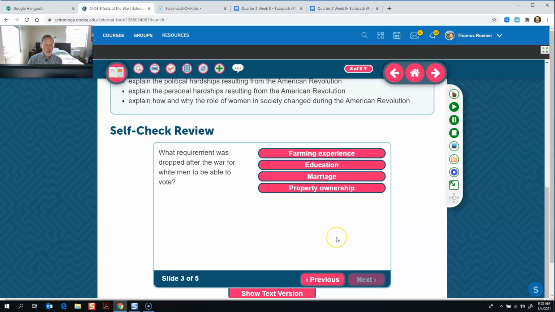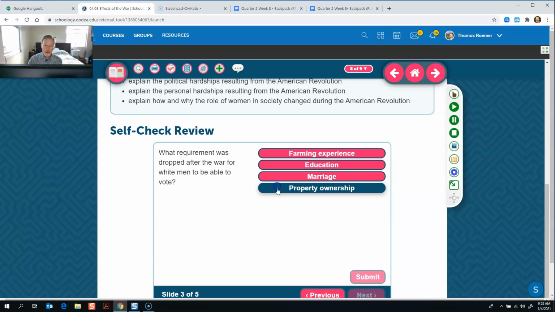What requirement was dropped after the war for white men to be able to vote? So what did I just say was power, everybody? Property ownership. This showed that you were rich, and after the war, this was dropped. So any white man could vote. Not fair, but it was getting better.